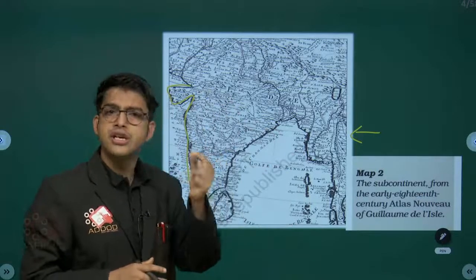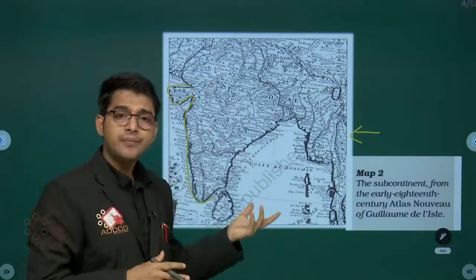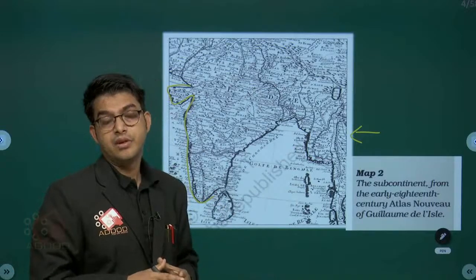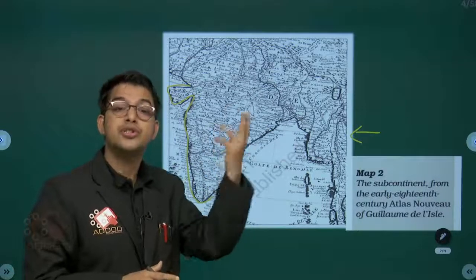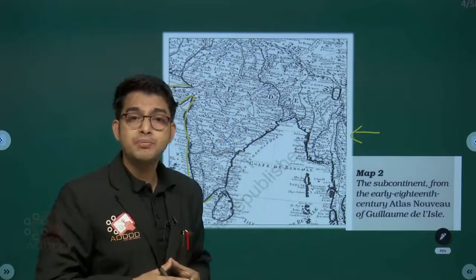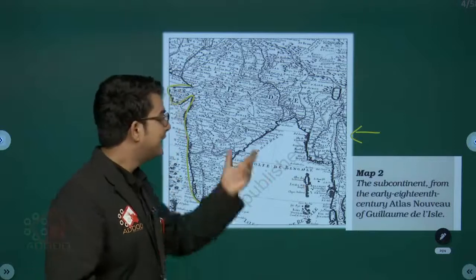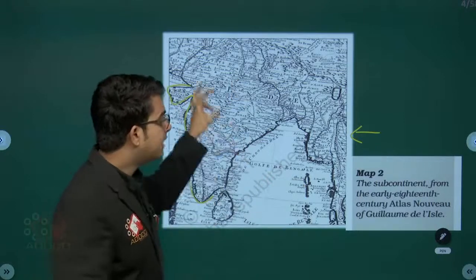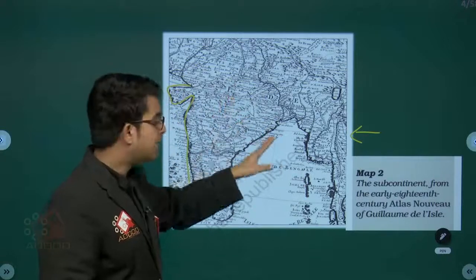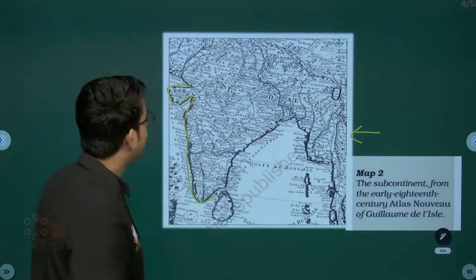All the countries you see, Sri Lanka, that is smaller than one of our states. Bangladesh, Nepal, Pakistan even. The total Muslim population of Pakistan is lesser than the Indian Muslim population. That is the beauty of our India. So the 12th century, we are talking about that time, and in the early 18th century, the Atlas Novel of Guillaume de l'Isle, that is what they created.